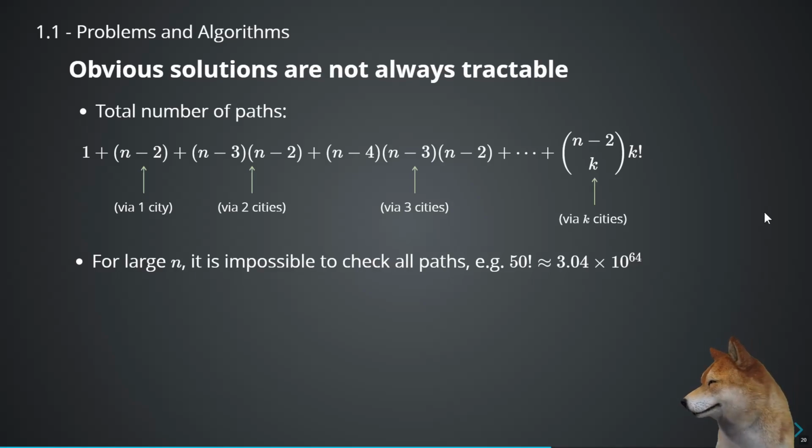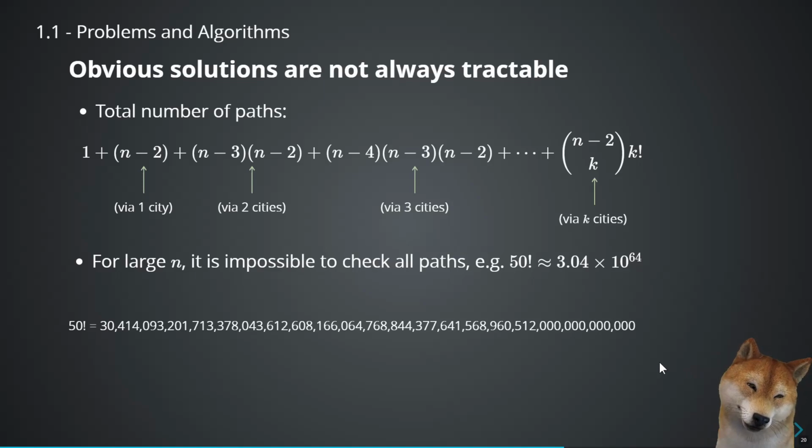So if k ever goes to 50, 50 factorial is 3.04 times 10 to the power of 64. That's a big number. This big, right? So this kind of problem sounds simple. I give you 2 cities, A and B, and ask you to find the cheapest path between A and B. This is actually intractable if you try to use brute force. So you have to use better methods to solve it. And this is why you study algorithms. This is why you study what people have done to solve hard problems.